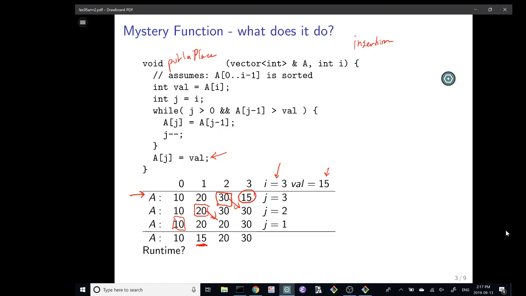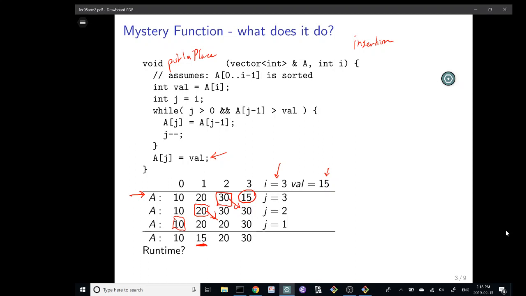So put in place puts the next card in place, and that's what this subroutine does. This is going to be a subroutine of insertion sort. So it makes sense to call it insertion, but we're going to call it put in place.